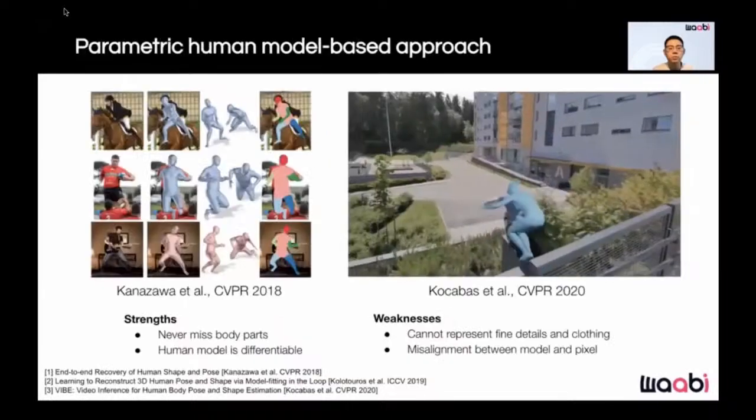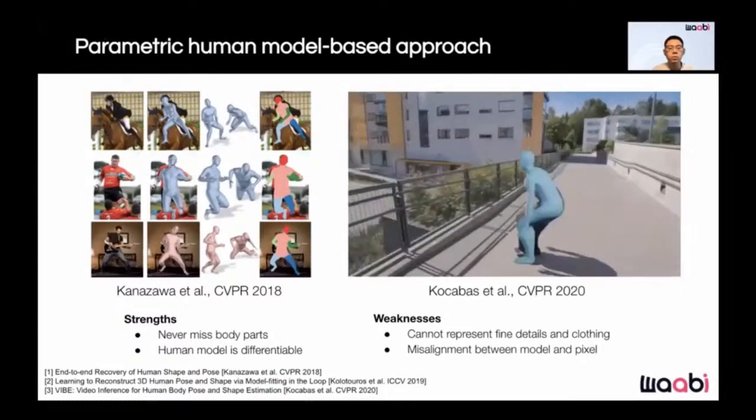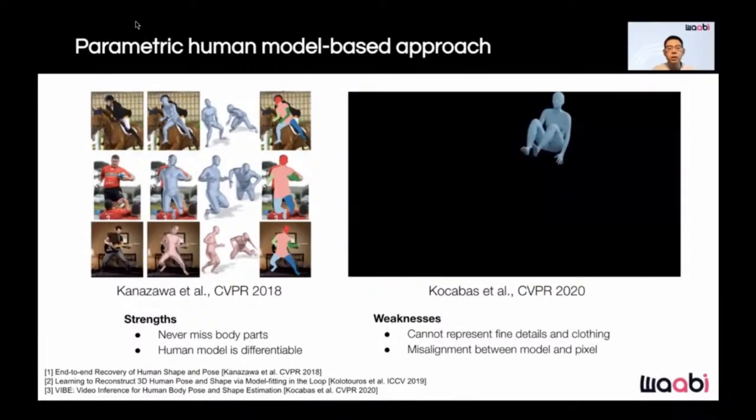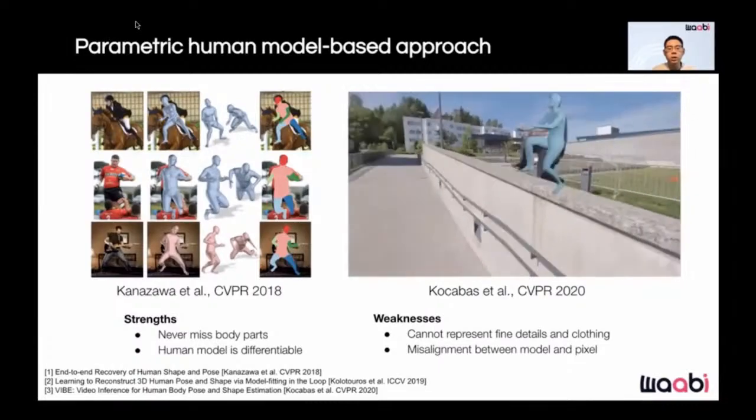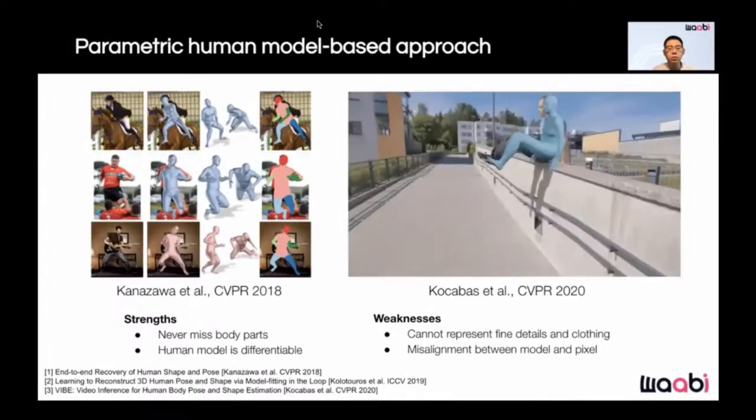This method usually fits a parametric human model to input observations. Recent works usually use SMPL as the human model. The model-based approach guarantees never missing body parts, and the human model is differentiable and easy to use. However, the reconstructed shape cannot represent fine-grained details and clothing because the shape space is constrained by the human model, and the reconstructed shape is not guaranteed to align well with pixels.